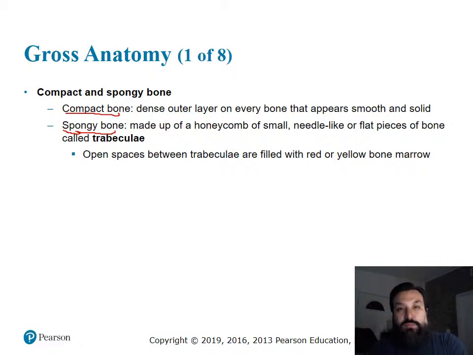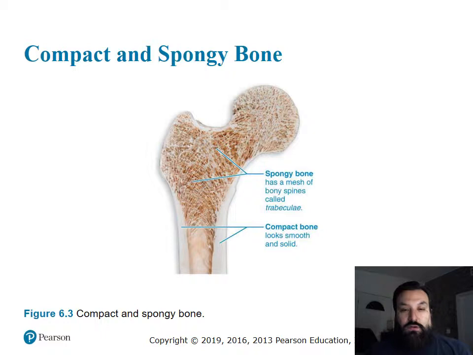These flat pieces of bone that make up the sponge or the Swiss cheese are what we call trabeculae. So make sure that you know that word. Trabeculae is the word to describe the bone that makes up that honeycomb shape. In between the spaces in the trabeculae, you're going to have red or yellow bone marrow, depending on the location where you find this spongy bone. Normally it's red bone marrow, but you can also have yellow bone marrow as well. And so we see this here in this figure, what this looks like.